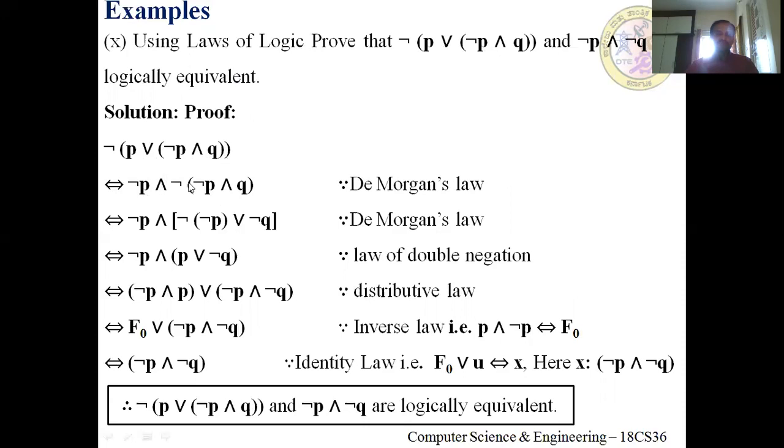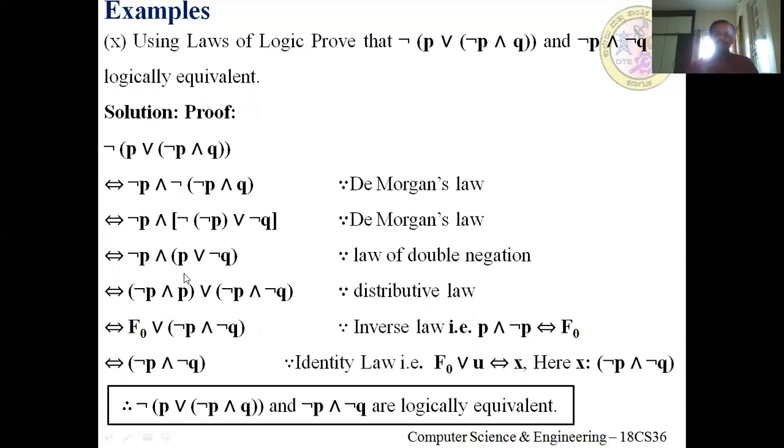The next, apply the De Morgan's law for this entire compound proposition, that is negation of P and negation of P and Q. Now, once again we apply the De Morgan's law here, that is for this expression, negation of P and Q, negation of P and negation of Q, thereby using the De Morgan's law. The next, we know that as for the law of double negation, negation of negation of P is logically equivalent to P itself.